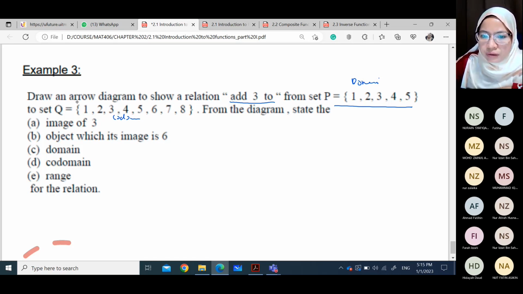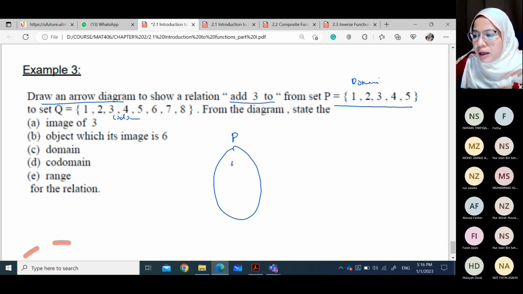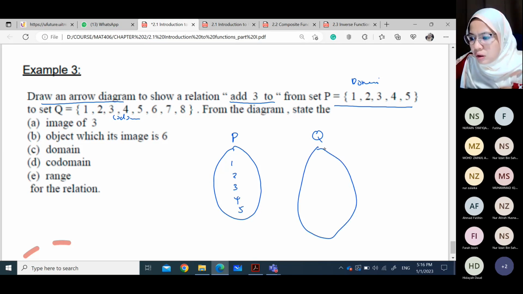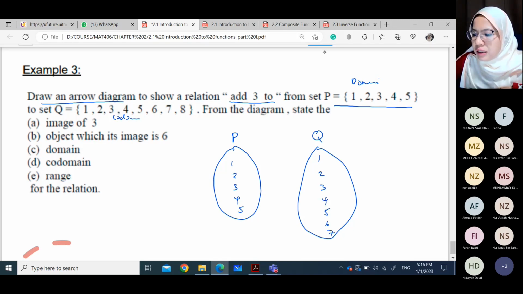Okay, so kita draw an arrow diagram. So kat sini kita ada set P. Okay, so in set P we have 1, 2, 3, 4 and 5. And in set Q we have apa tu? 1, 2, 3, 4, 5, 6, 7.